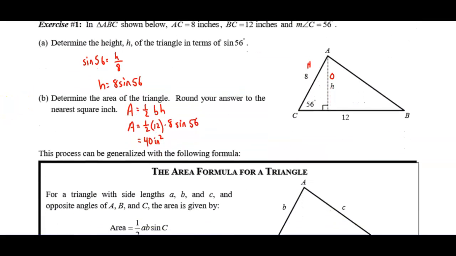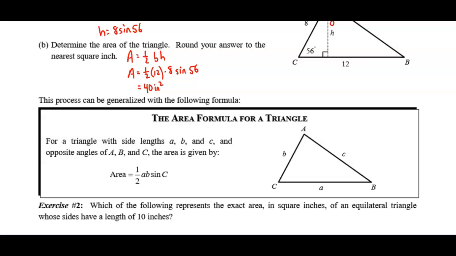So we can generalize this with the following formula. For a triangle with side lengths a, b, and c, where a is across from angle A, b is across from angle B, and c is across from angle C, we can say that the area is going to be 1/2 times little a times little b times sine of C.